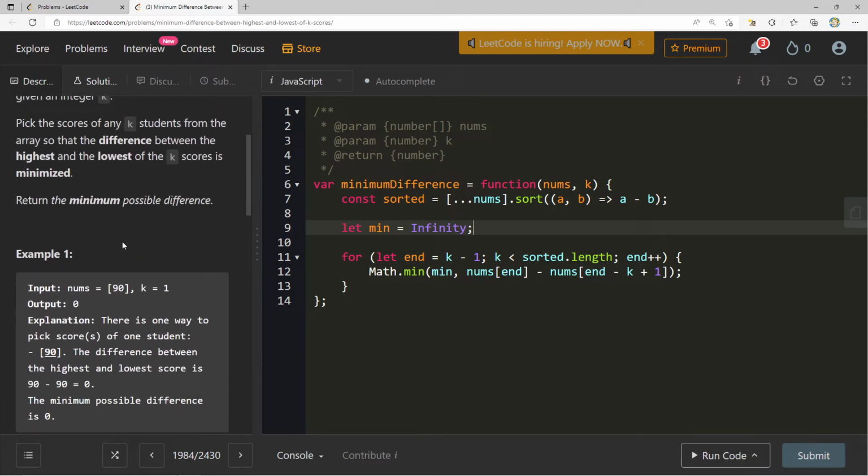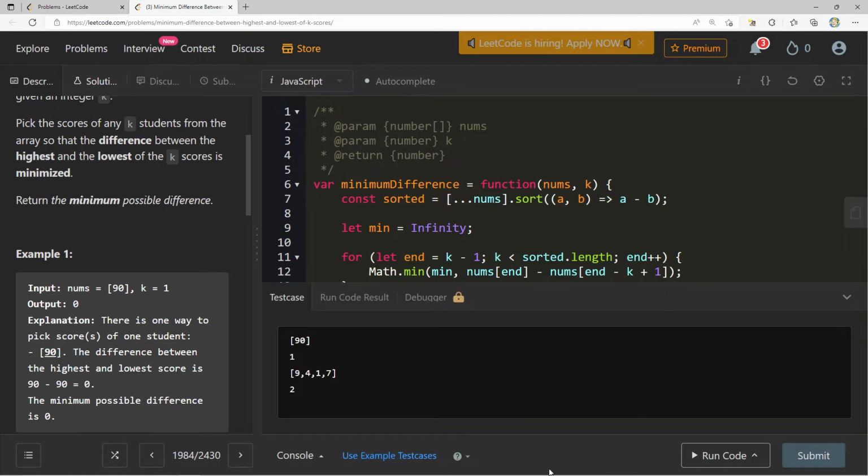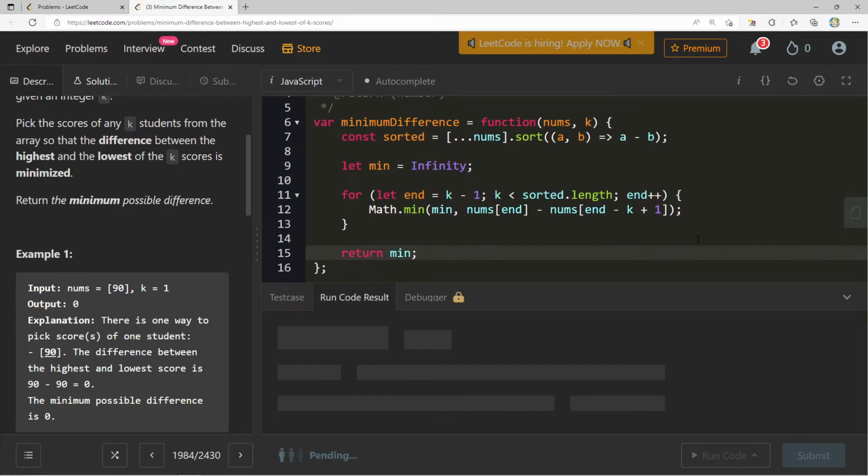Now for this last one here, there's one way to pick scores of one student. Nums is 90. If that was 90 and it was sorted, it's still the same. End is k minus 1, so it's 0. Math.min of infinity, or nums of 0 minus, so 0 minus 1 is negative 1 plus 1. I think that will still give us 0. So I think here we can do return min. I want to run this real quick. If this works, let's see.